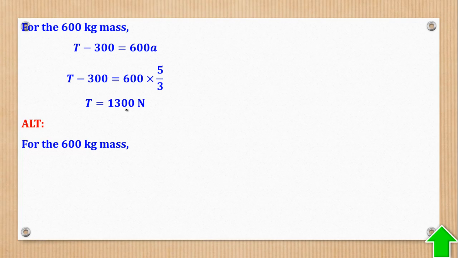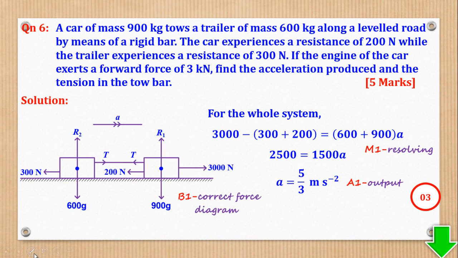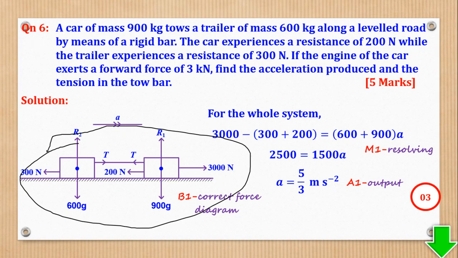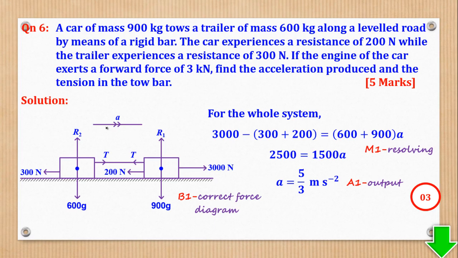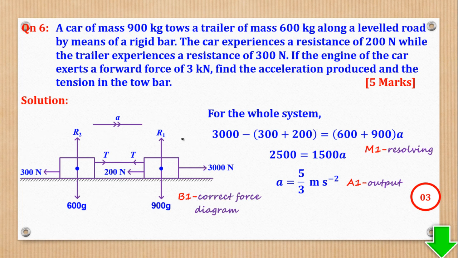Alternatively, now for me what I did, I made a shortcut by considering the whole system. Did you see what I did? Let me first show you something. I considered the whole system. But some students may say, why don't I consider body by body? For example, I consider this alone. I also consider this alone. If you do that, you'll still get the same answer. Let us see how.